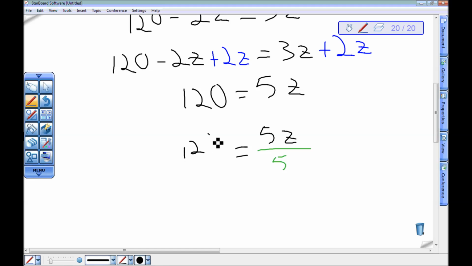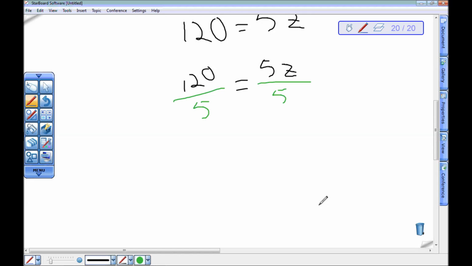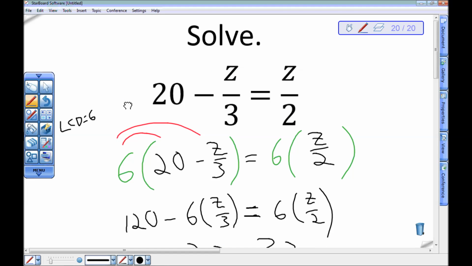So, since I did that on this side, I have to do it on the other side. And double checking, yep, those are both 5s. Good. 120 divided by 5 is 24. 5 times z divided by 5 is z. The solution to that equation is 24. So I think that the solution to this equation is 24. How do I know? Well, I'll check.